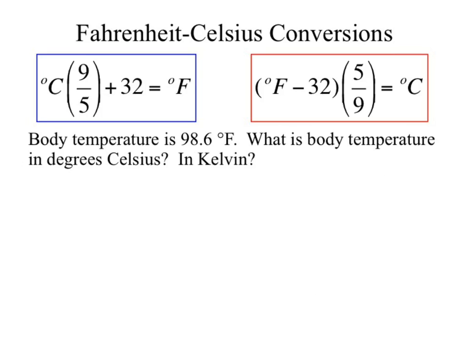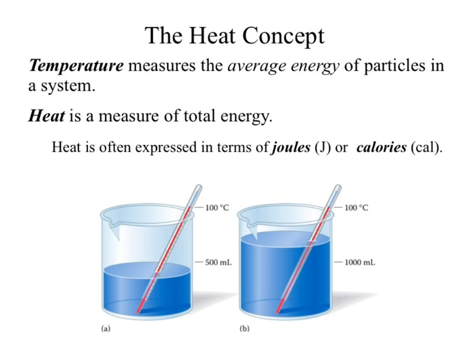Okay. So let's do some quick conversions here. Body temperature is 98.6 degrees Fahrenheit. What is body temperature in degrees Celsius? Now this gets back to our heat concept: temperature versus heat. Heat measures the total energy in the system.